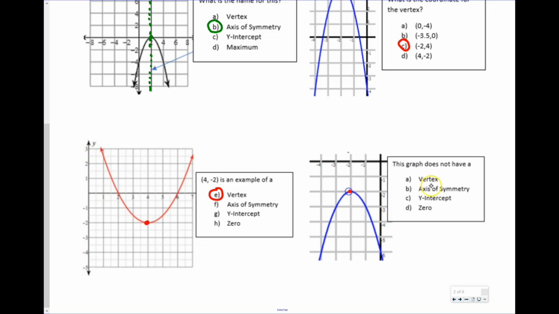Well, it has a vertex, so we're good there. Every parabola has an axis of symmetry, it's just invisible, so we're good there. It has a y-intercept right here, but this graph does not have any zeros. For it to have a 0, this graph needs to connect on this line right here. Does this graph ever touch that line? No. So this graph doesn't have any zeros, and that's okay. Sometimes parabolas don't have x-intercepts, don't have zeros. That's okay. It should have everything else though.